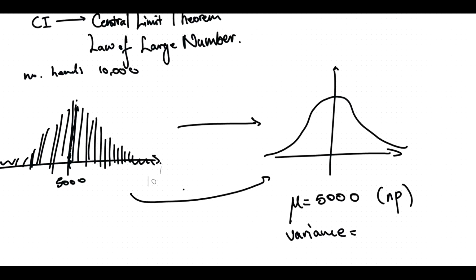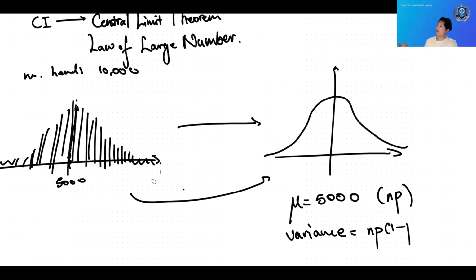MP times 1 minus P. Good, right? MP times 1 minus P. And then this is the basis of your confidence interval, right? That's where you would build your confidence interval from.